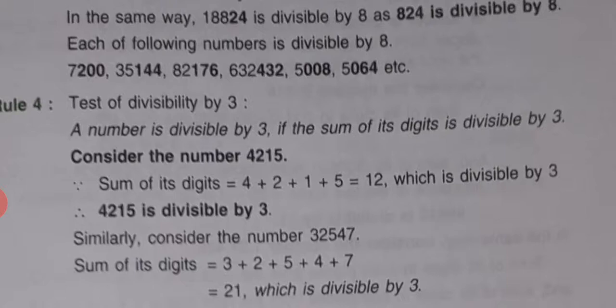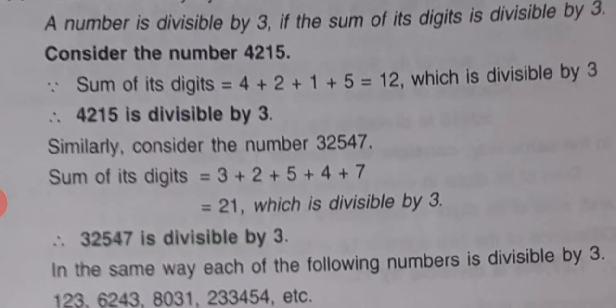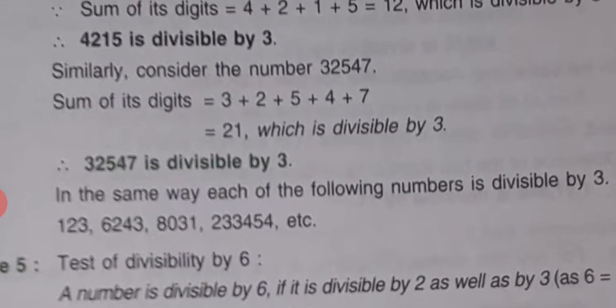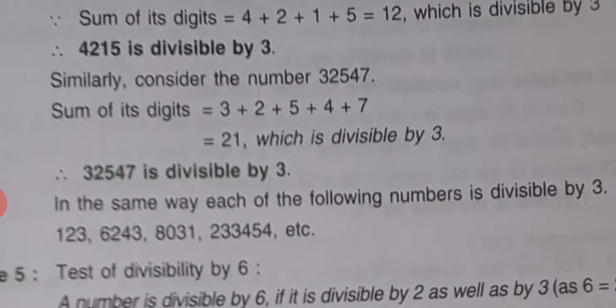That means a number is divisible by 3 if the sum of its digits is divisible by 3. Taking another example, 35,547. The sum of the digits 3, 5, 5, 4 and 7 is 24, and you all know 24 is divisible by 3. So the whole number we can say is divisible by 3. In the same way, 123, 6243 and so on, the numbers with sum of digits divisible by 3 are divisible by 3.